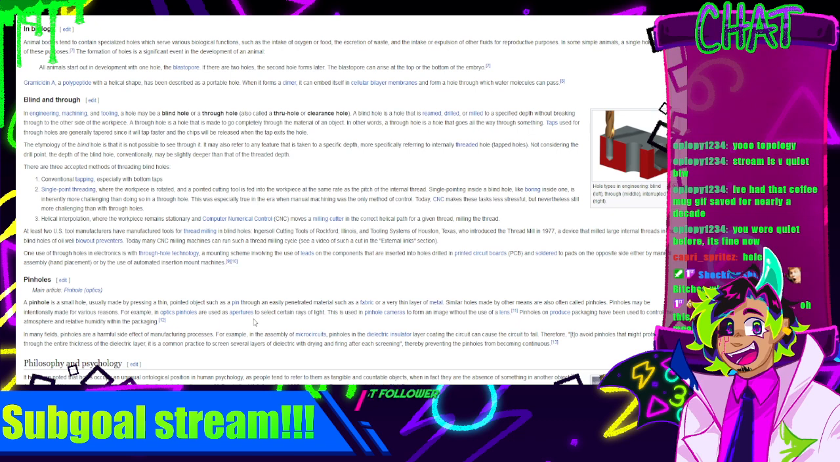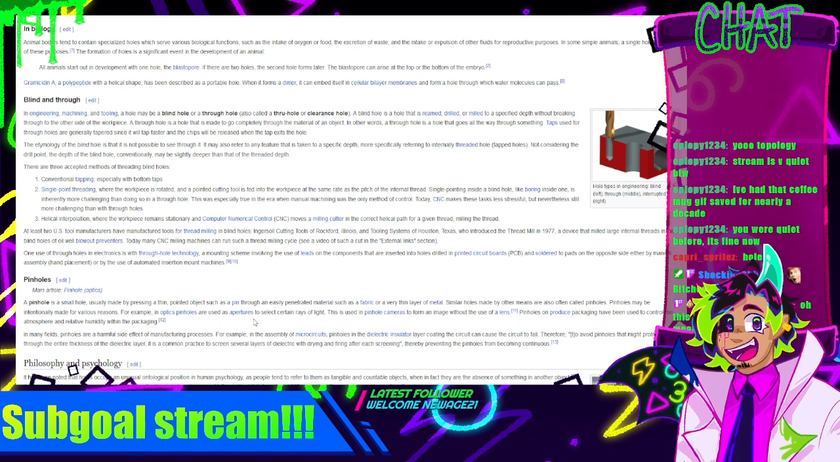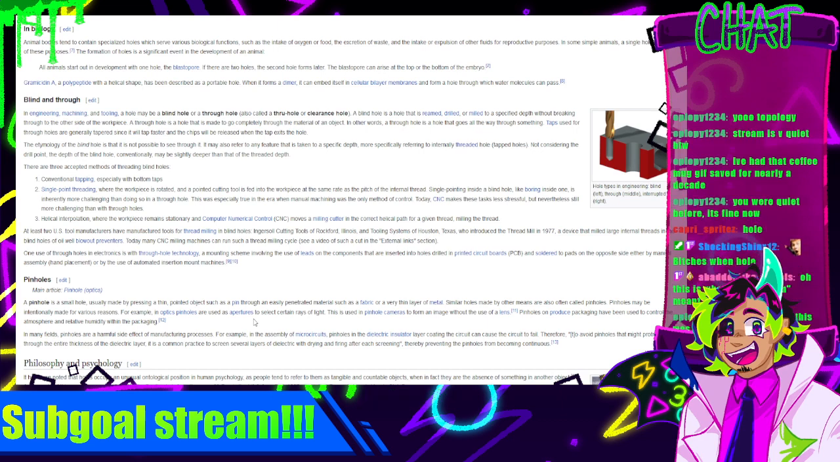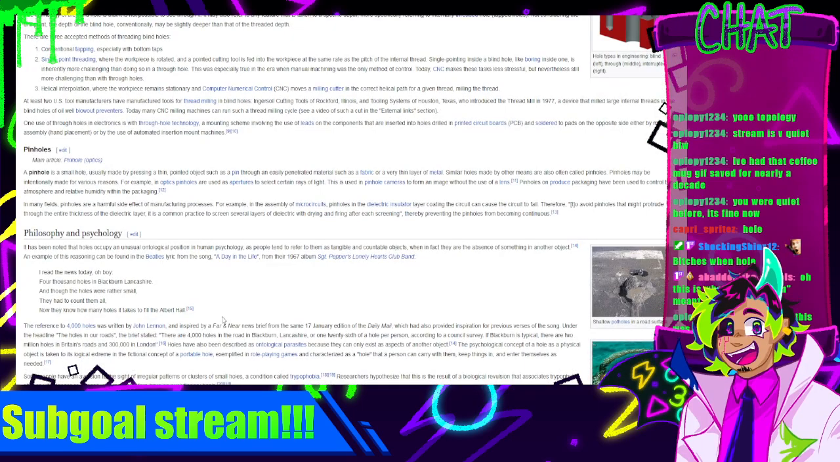One use of these holes in electronics is with through-hole technology, a mounting scheme involving the use of leads on the components that are inserted into holes drilled in printed circuit boards, PCB. The leads are soldered to pads on the opposite side, either by manual assembly, hand placement, or by the use of automated insertion mount machines.